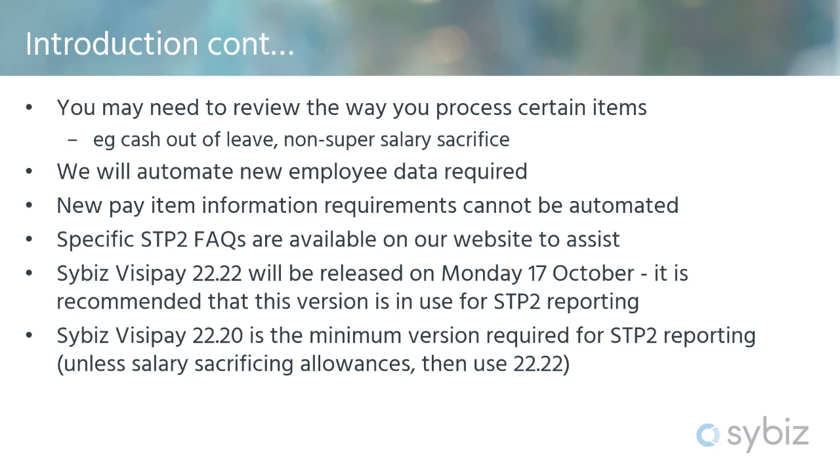So even if you are salary sacrificing allowances, 22.20 will still allow you to submit successfully to the ATO, but we just recommend that you go to 22.22.